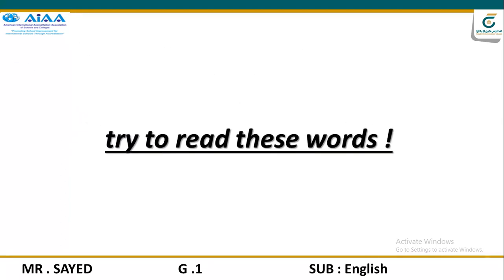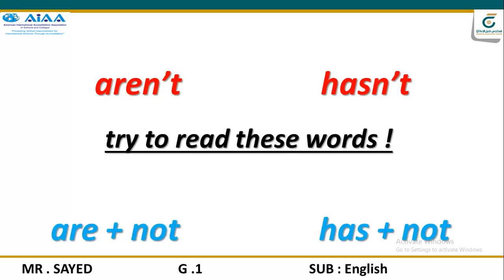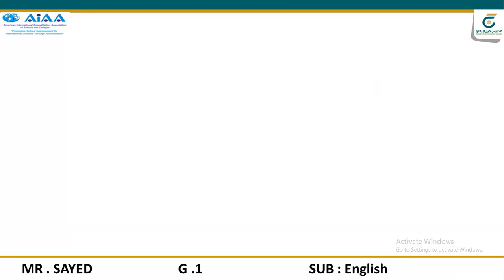Try to read these words. The first one, aren't, and this one, hasn't. Aren't was two words, are plus not. Has plus not gives us hasn't.